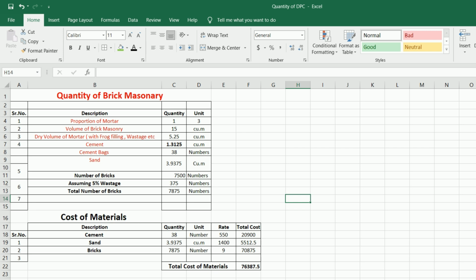So this is the topic, how to calculate quantity of brick masonry, especially its main materials, bricks, cement and sand. Hope this video can help you.